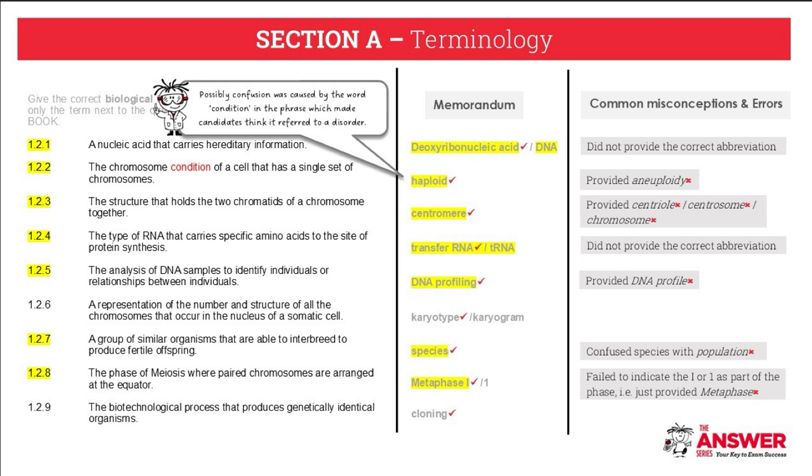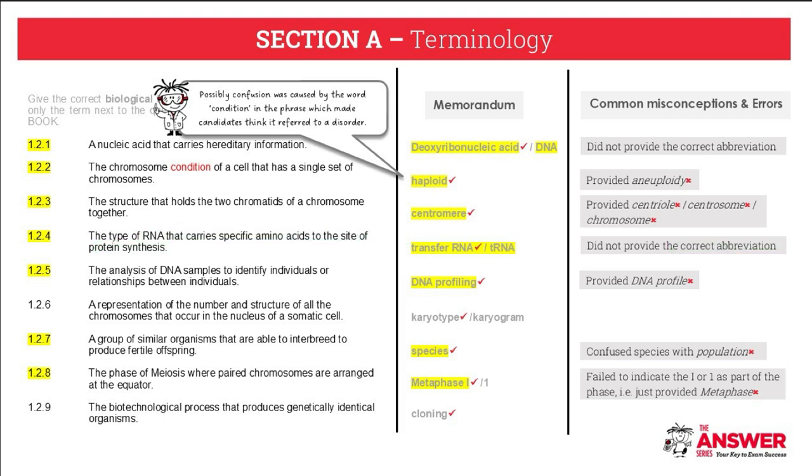Question 4, the type of RNA that carries specific amino acids to the site of protein synthesis is tRNA, or transfer RNA, and again learners did not provide the correct abbreviation. They might have written it with a capital tRNA, as was indicated in the general comment section about correct spelling.